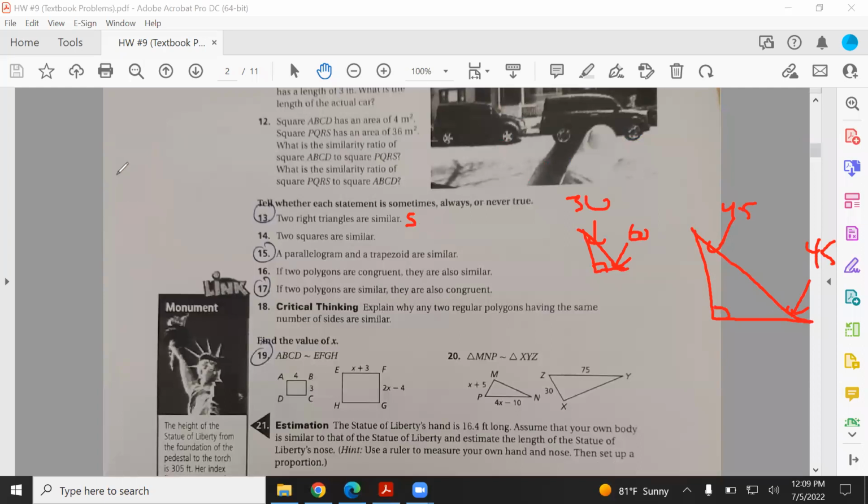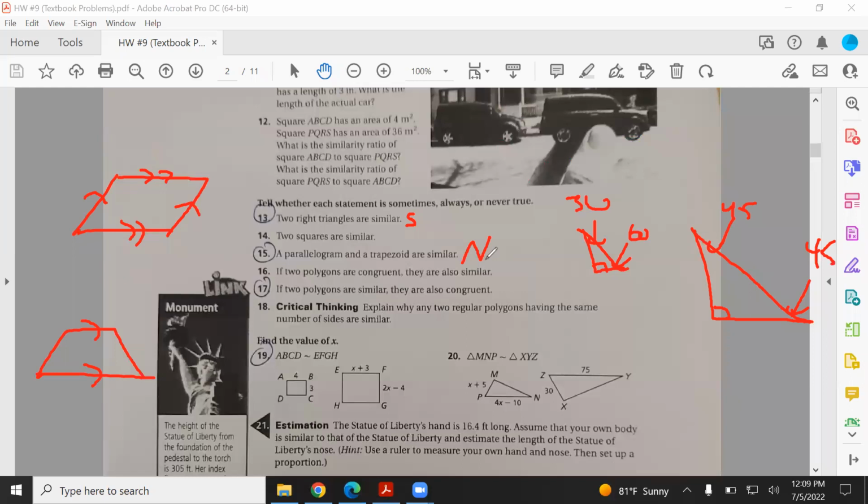A parallelogram is like this. A trapezoid is when you have just one pair of parallel sides. But a parallelogram has 2 pairs of parallel sides. But a trapezoid just has 1 pair. Are those ever going to be similar? Just look at it. Do they have the same shape? Nope. The angles look different. This is never. I'll put N for never.